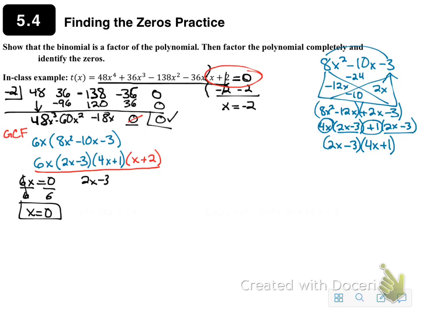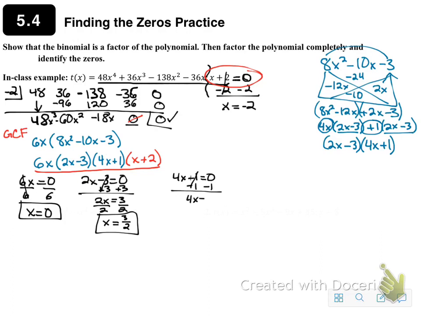2x minus 3 equals 0. You add 3 to both sides. 2x equals 3. You divide by 2. And x equals 3 over 2. That's one of our answers. 4x plus 1 equal to 0. Subtract 1. 4x equals negative 1. Divide by 4. And x equals negative 1 over 4.